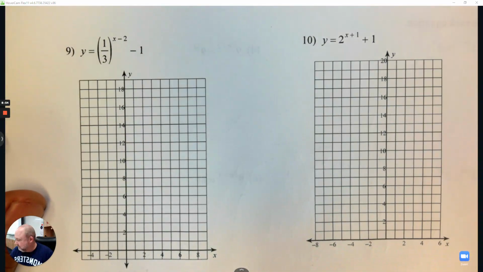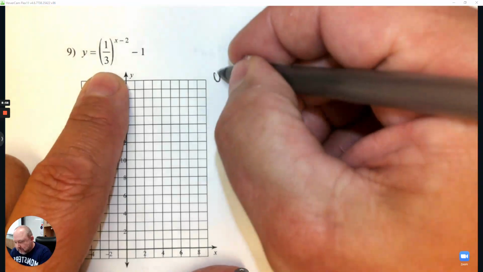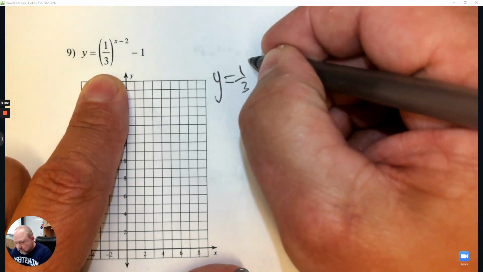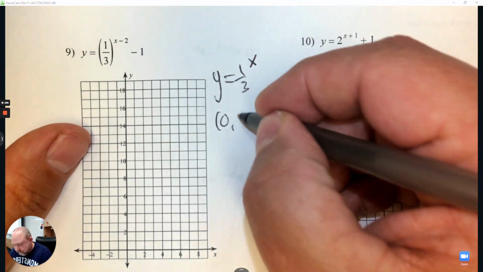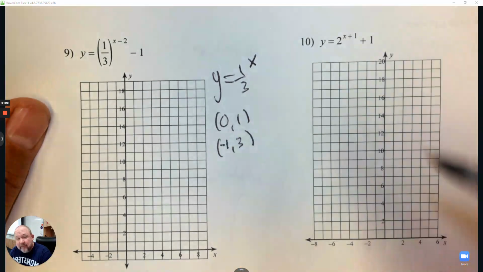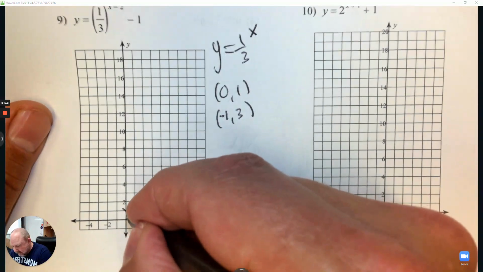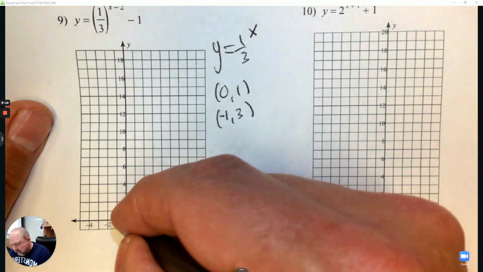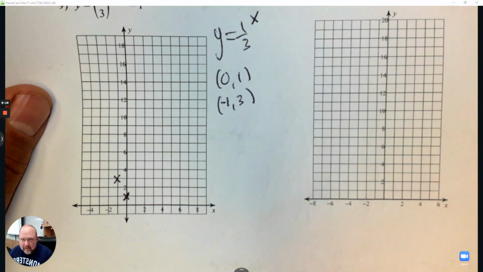Number 9. So, again, I want the basic exponential. And I want 2 points. So 0, 1, and negative 1, 3. I'm going to put those on my graph. I'm just going to make them x's. So 0, 1, I'll make that an x. And negative 1, 3, I'm going to make that an x. So those are my basic points.